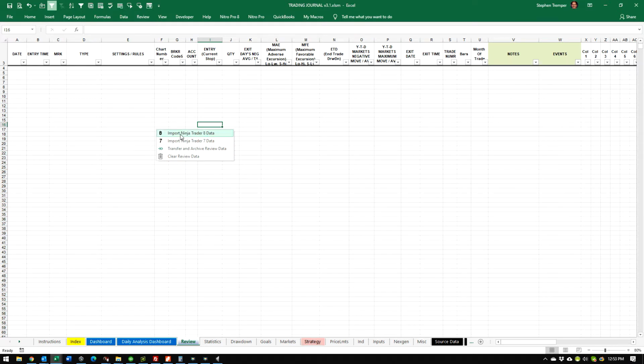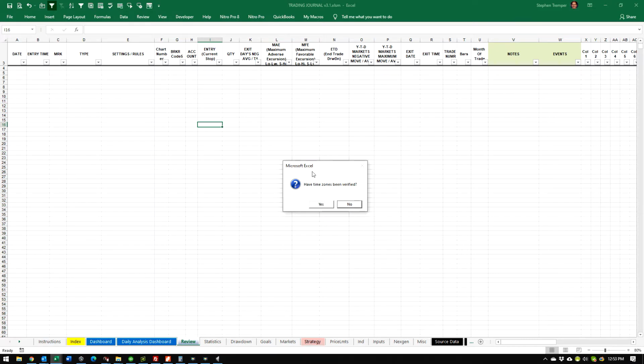This started way back many years ago and it's grown since then, but I still have 7 in here because I still occasionally use 7, but basically 8 is the default. We could add Sierra Chart and all that other stuff in here too, it doesn't matter. It's all exported from Ninja.